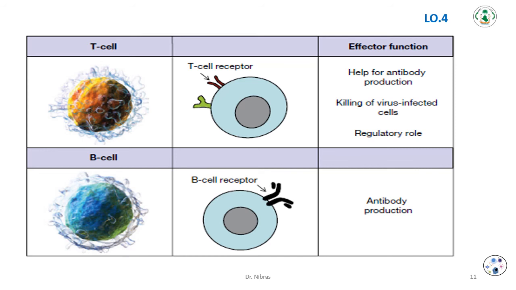Many effector cells, like T cells and B cells. T cells have receptors and have effector functions: to help antibody production by activating B cells, also in killing virus-infected cells through cytotoxic T cells, and they also have a regulatory role. B cells have receptors for antigen, just like IgD and IgM, on first encounter with pathogens or any foreign antigen, and are stimulated through activation by immune cells like helper T cells to produce antibody.